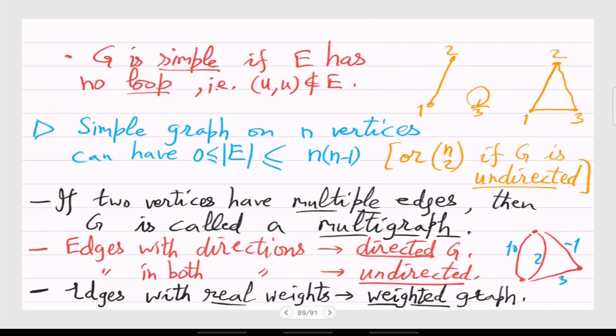Between a pair of vertices, there could be many edges. In that case, we call it a multigraph. Or the edges can be directed, edges can be weighted.